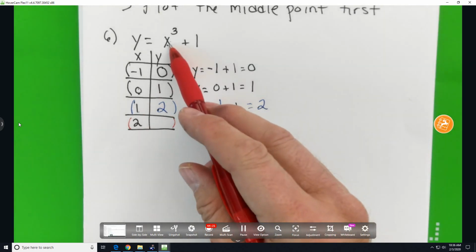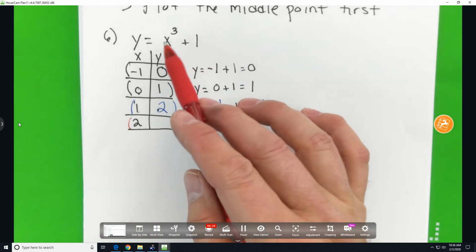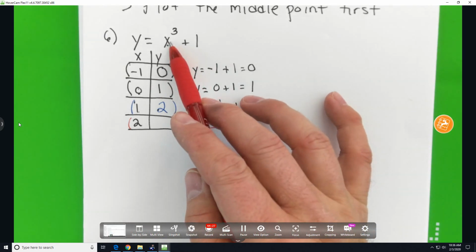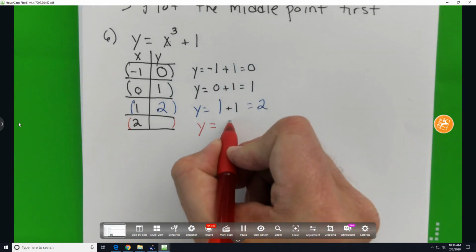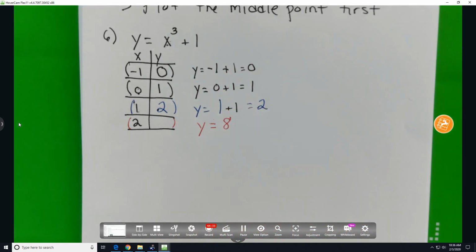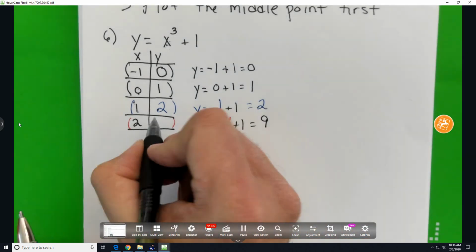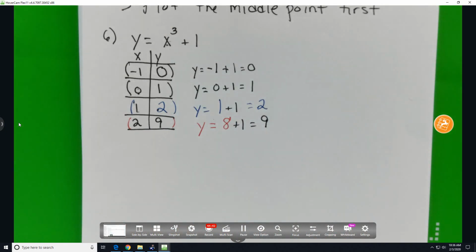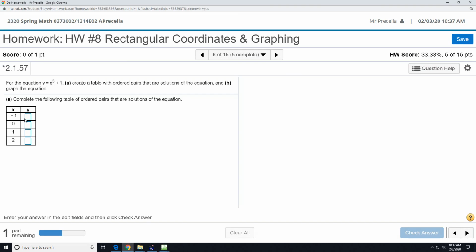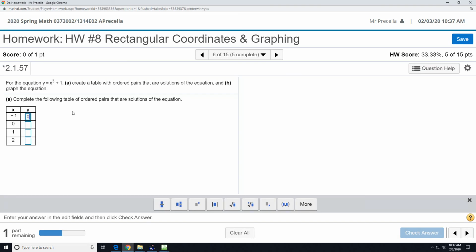Okay, plug in a 2 for x. Don't say 6. 2 times 2 times 2. 2 times 2 is 4, times 2 is 8. Then a plus 1. Is that going to be 9? You see how I got those numbers there? The 0, 1, 2, and 9. I've got to enter all of these numbers in: 0, 1, 2, and 9.